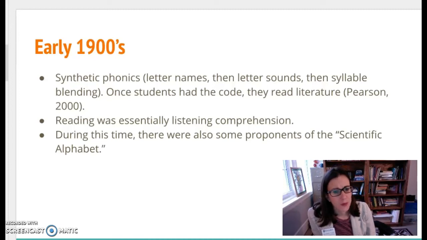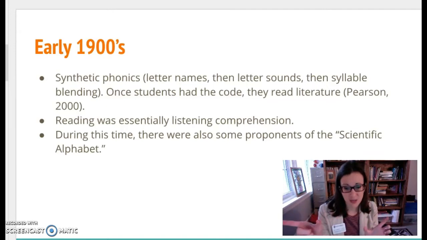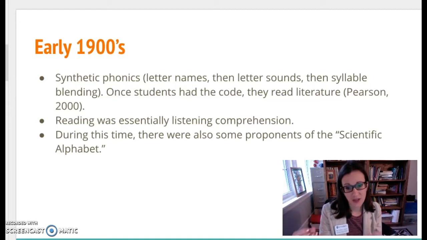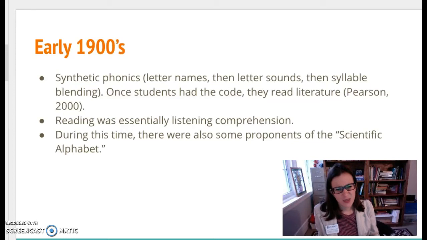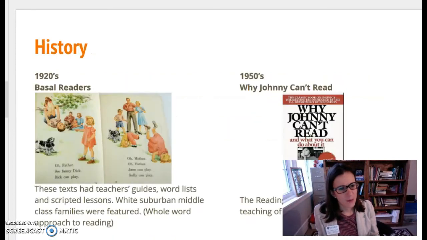During this time, there were also some proponents of the scientific alphabet, which is pretty interesting to look at. It reminds me of hieroglyphics. There are letters that represent each sound, and so students would learn to read with that scientific alphabet, and then they had to transfer that knowledge later into learning the American alphabet, the English alphabet. So it was very complex, and it didn't stay around long.